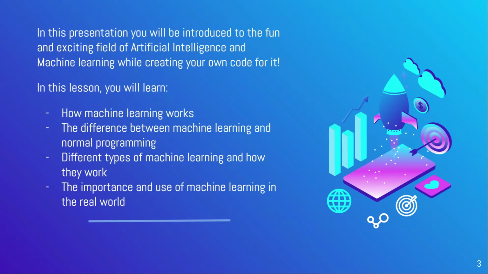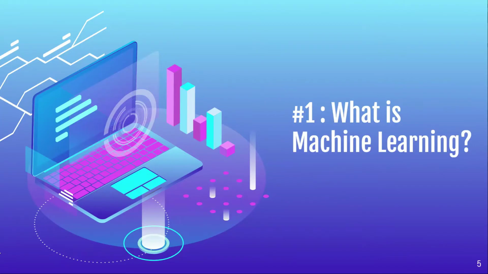So in this course, we're going to be learning about the exciting field of artificial intelligence and machine learning and how to code for it, creating your own code for it. And in this lesson specifically, we're going to be learning about how machine learning works, the difference between machine learning and regular programming, the different types of machine learning, and the importance and use of machine learning in the real world. So first of all, what is machine learning?